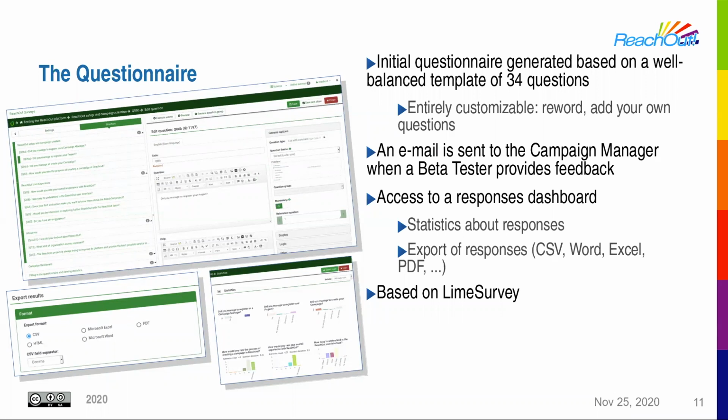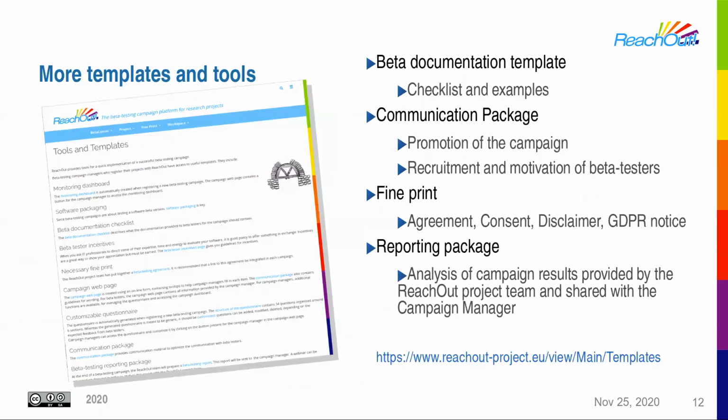So there's also more templates and tools which are provided in the Beta Center, including templates and tools for documentation. There's a communication package containing a number of emails that you can use for the promotion of the campaign and the recruitment and motivation of beta testers, a number of fine prints, and a reporting package which will be provided by the ReachOut project team and which will be shared with the campaign manager.